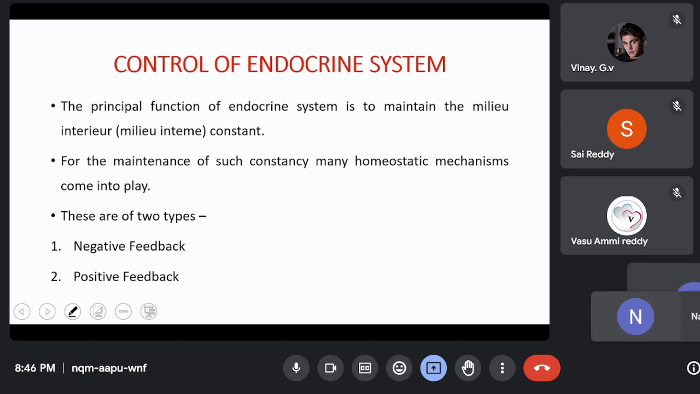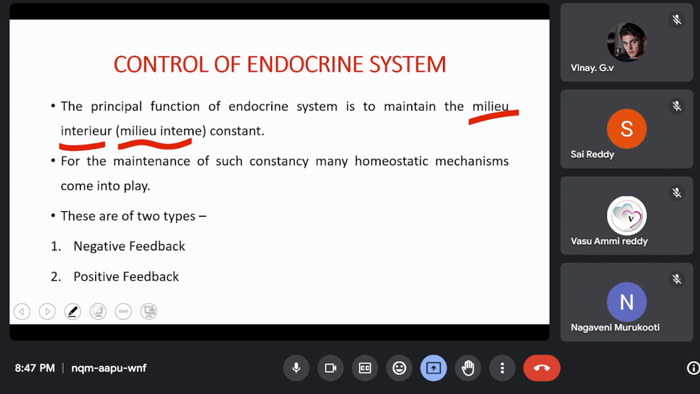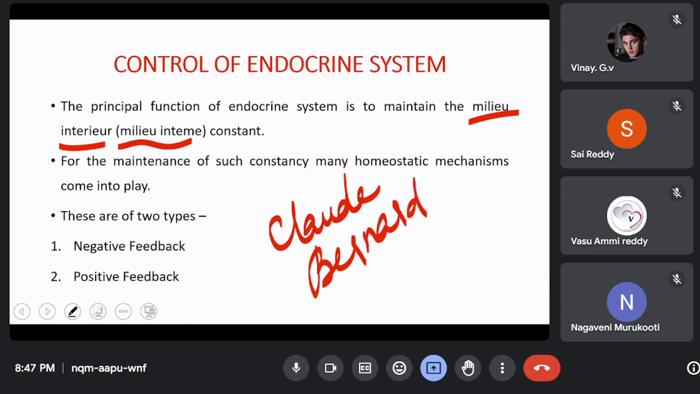And I would like to conclude this entire endocrinology session with the control of the endocrine system. So there is a concept called milieu interieur. This is proposed by Claude Bernard. According to this, milieu interieur means internal environment. Milieu means environment.